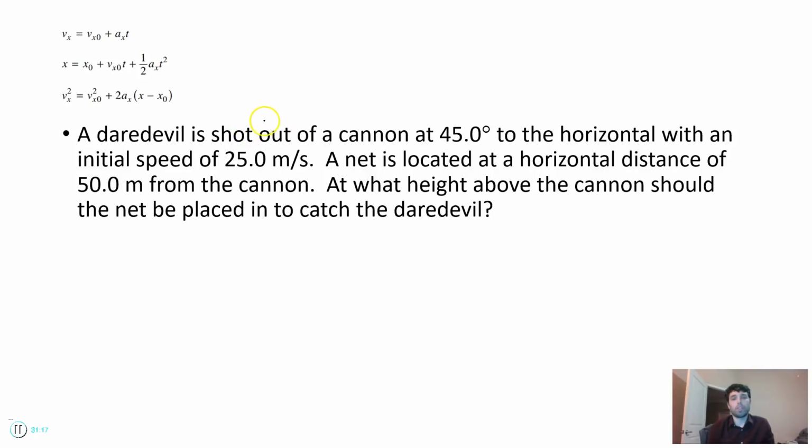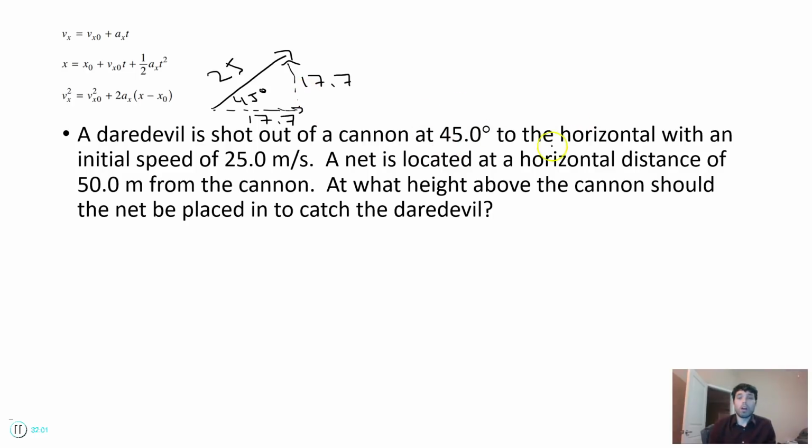Daredevil shot out of a cannon at 45 degrees. Okay, so we know the angle, 45 degrees, to the horizontal with an initial speed of 25 meters a second. Alright, so we're firing 25. We have a 45-degree angle. And the first thing we're going to do is find our components. So calculator, make sure I'm in degree mode. 25 times sine of 45, 17.7. And this bottom will also be 17.7. The cool thing about whenever you get an angle of 45 degrees, once you find one of the sides, the other side is always the same. The vertical and horizontal are always the same components when you have an angle of 45 degrees.